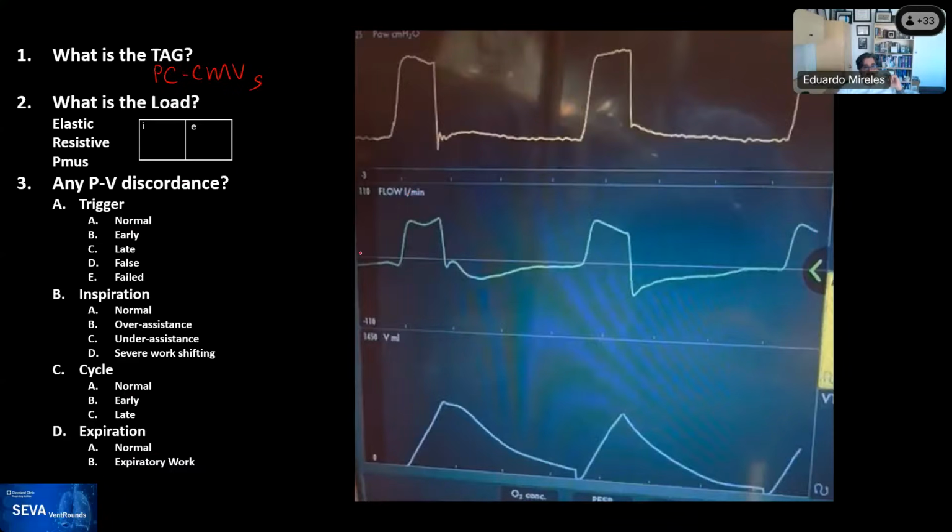We have an early trigger on this one. This is a machine breath. You see that it's not triggered by the patient. So this is machine, and then you see evidence of PMUS again, with the flow increasing instead of decreasing. Just compare: this is passive, this is not passive. Everything that is moving away from the baseline is PMUS.